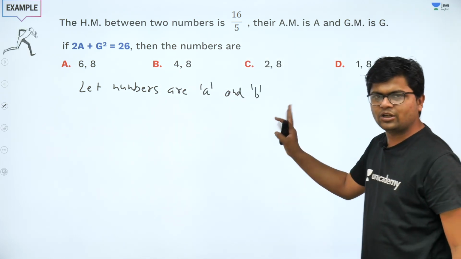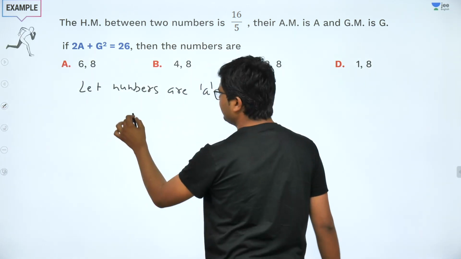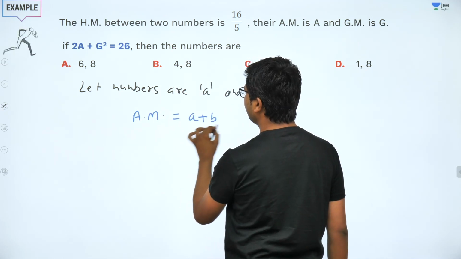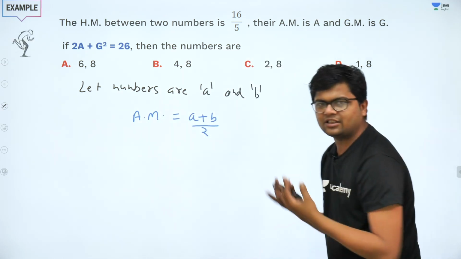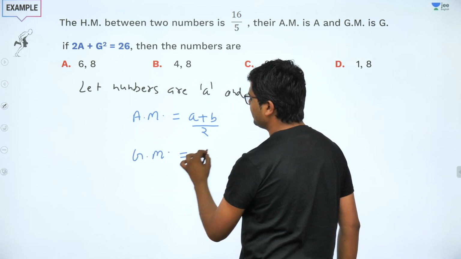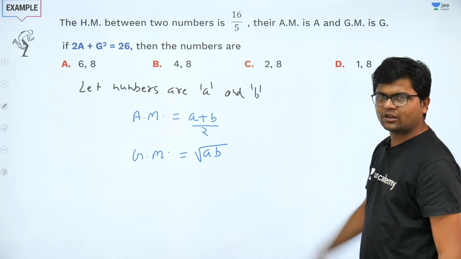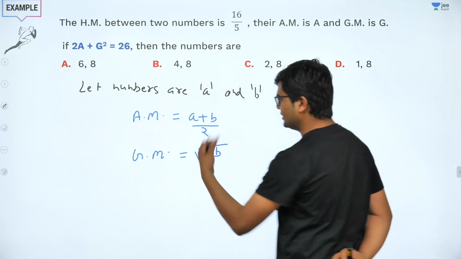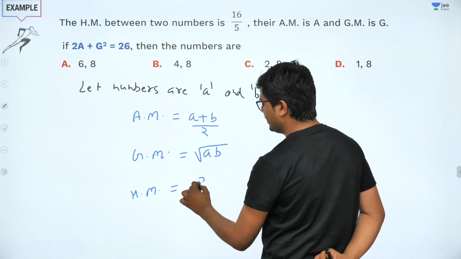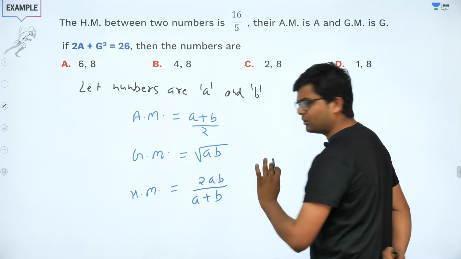I am writing them as small a and small b such that their arithmetic mean. So arithmetic mean of the numbers will be a plus b by 2. That is true for everyone. Very simple, very basic idea. And geometric mean of two numbers. What will be the geometric mean? Geometric mean will be square root of ab. Obviously a and b are positive. That is the prerequisite. And harmonic mean of these two numbers will be 2ab upon a plus b.